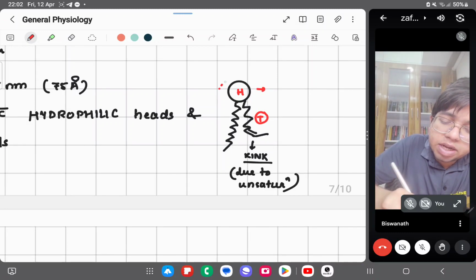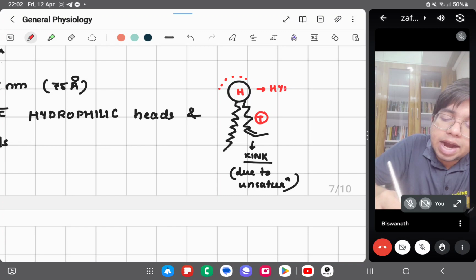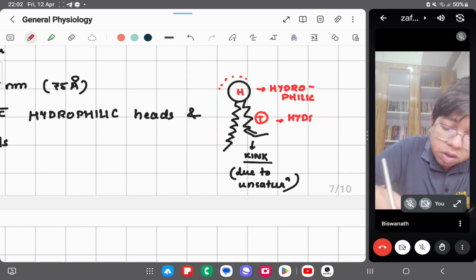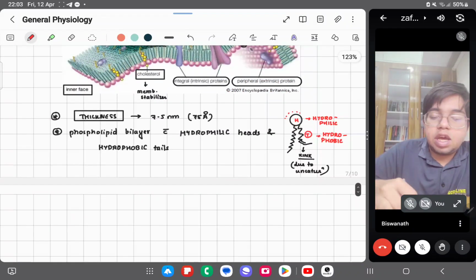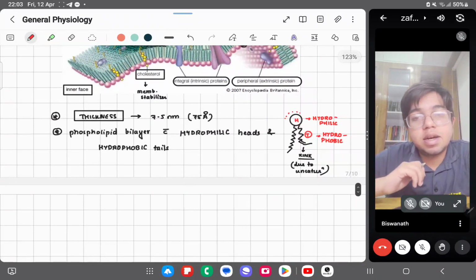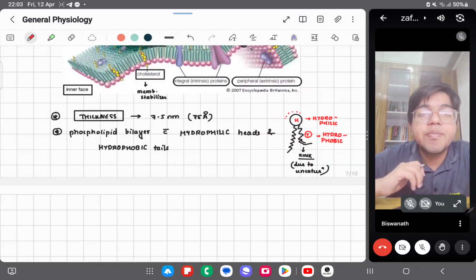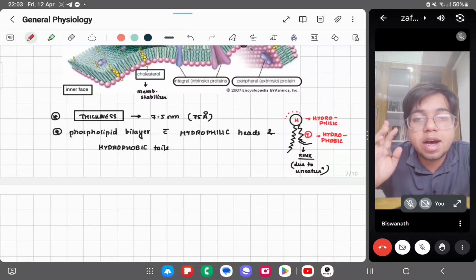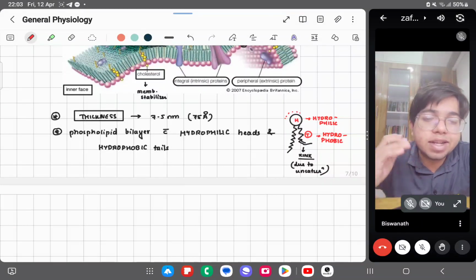And this head part is water loving, so this is hydrophilic, and the tail part lies within the membrane, so it is hydrophobic. If you know these things, then it's well and good. So we have hydrophilic heads and hydrophobic tails. You know these things. And what are the types of proteins here?